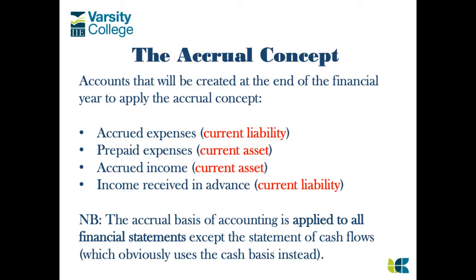Then income received in advance. Why is this a current liability? You haven't done the job. We owe someone either a product or a service. Does that make sense? Okay, right.